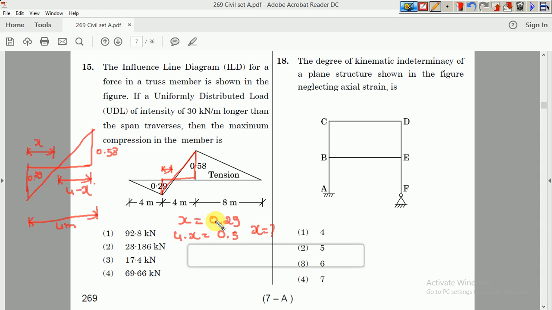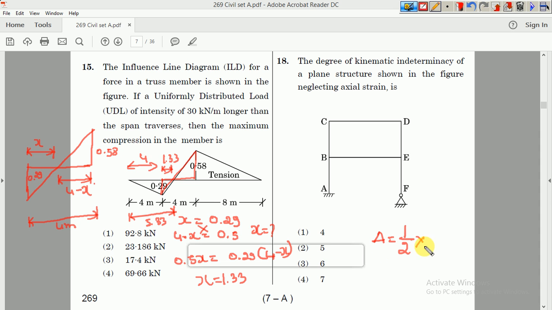So find the value of x. Just do the cross multiplication: 0.5 into x is equal to 0.29 into 4 minus x. So you will get x equal to 1.33. From here to here the distance is 4, so the total distance is 5.33. Now you can find the area. Area is equal to half into base, 4 plus 1.33, that is 5.33, into height 0.29. You will get 0.77.